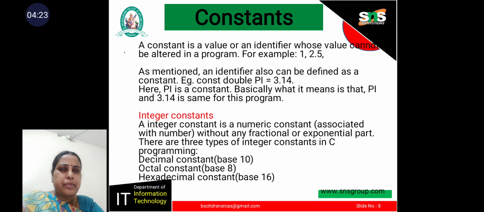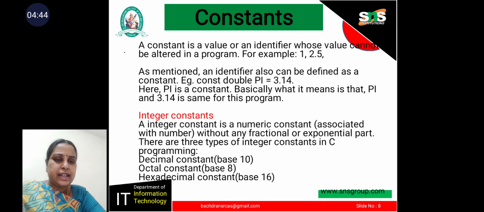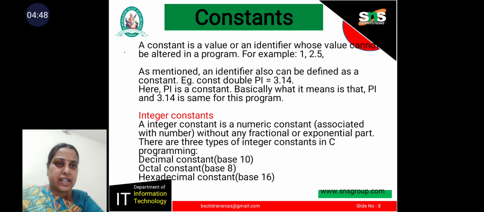The constants are of many types. Integer constant. An integer constant is a numeric constant without any fractional or exponential part. There are three types of integer constant in C: decimal constant, octal constant, and hexadecimal constant. The decimal constant has base 10, the octal constant base is 8, and the hexadecimal constant base is 16.